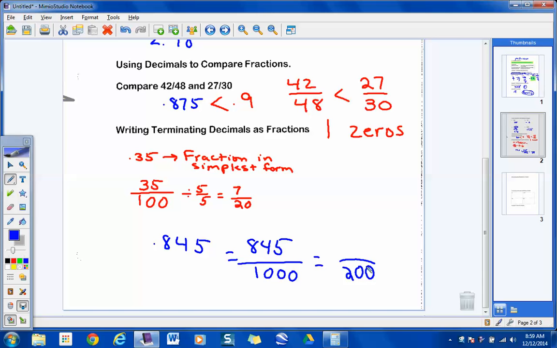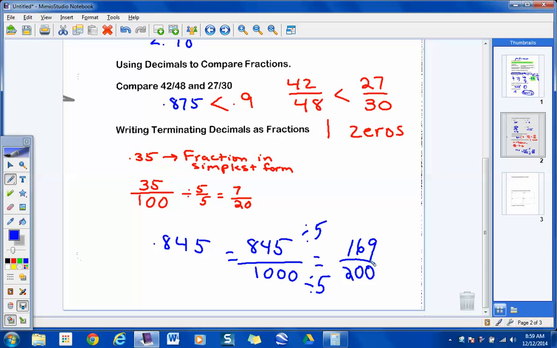Divide the top by 5. Is it 169? We divided both of these by 5, because the top ends in 5. So 169 over 200. I don't think that can go any further. That's as far as she goes right there.